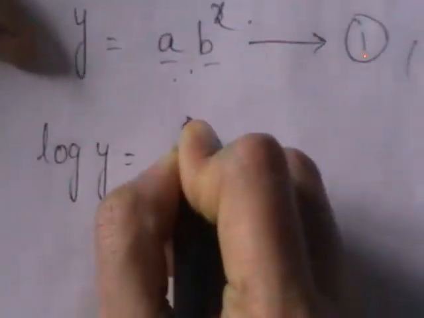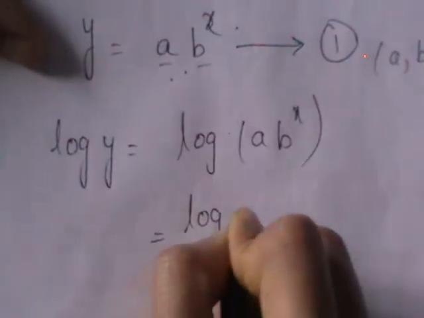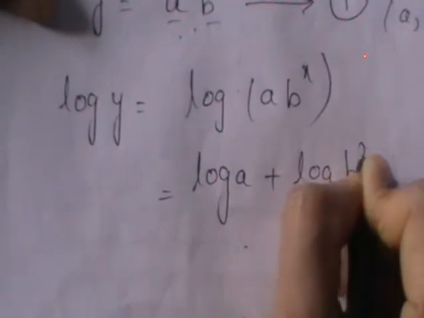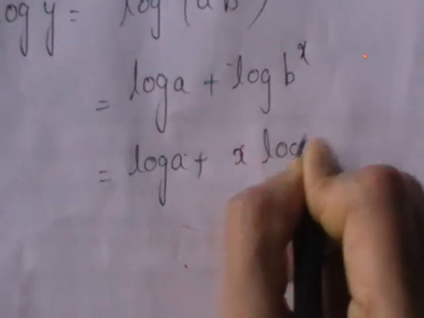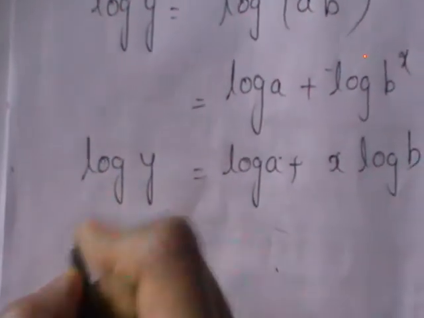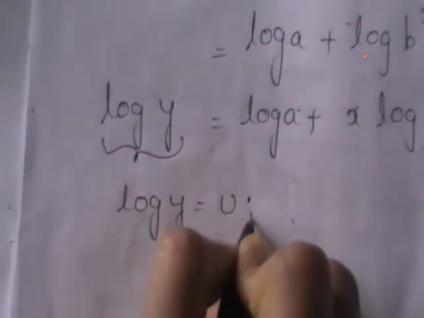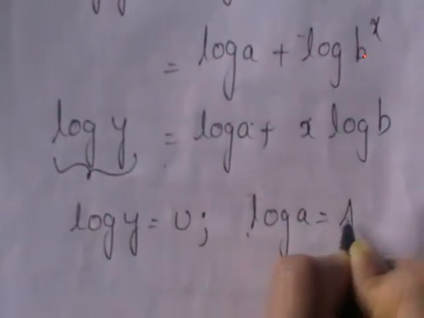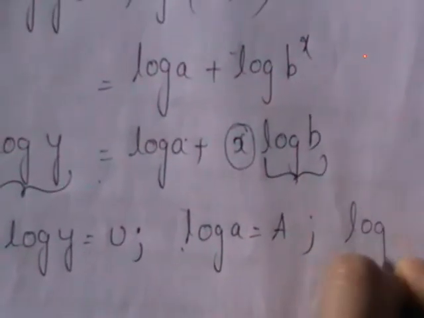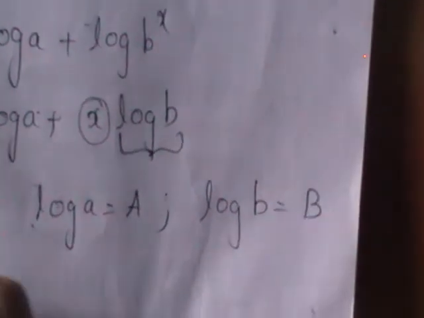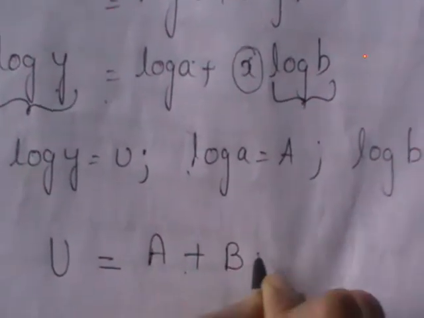Take logarithms on both sides. No change here. Again log AB is nothing but log A plus log B. Then this is log A plus this is x log B. So this is the one. We have logs, so let us simply represent them with new variables. Log y is equal to u. Log a is equal to capital A. Except the variable, what is the variable here? X is the variable. Let us take the remaining as the new constant capital B. Then this is turned into u is equal to A plus B x.